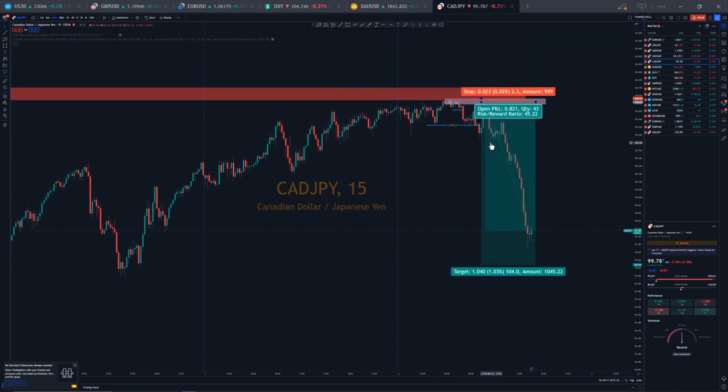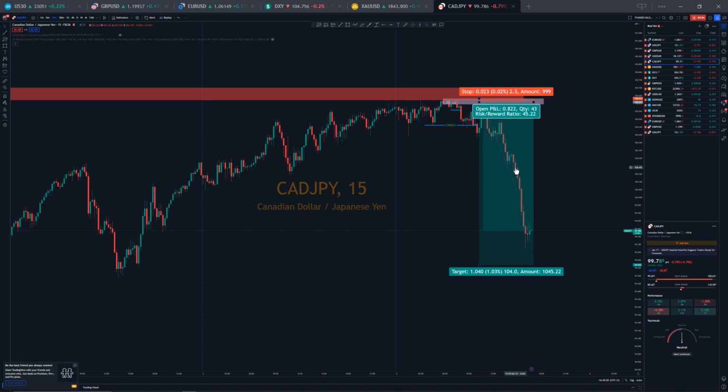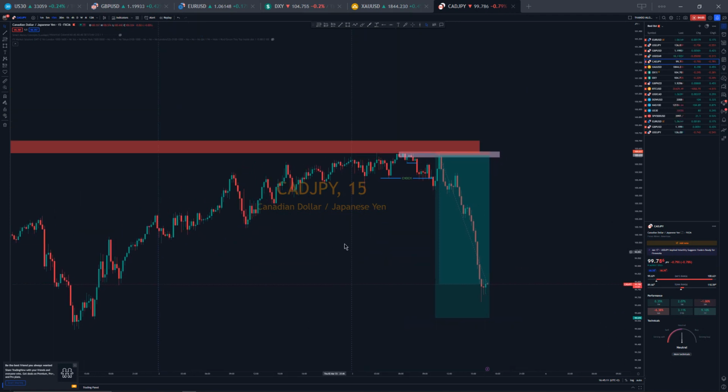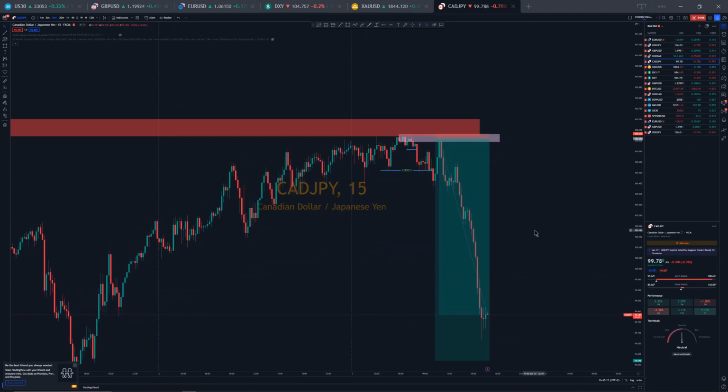So if you were to put one lot there, you'd be risking $20 to make about 45 times that. If you risk $10 on this trade, you're going to make $450. If you risk $20, you're going to make about $900, 900 and something dollars. So yeah, that's what there is on the CADJPY. That's what I've learned so far.